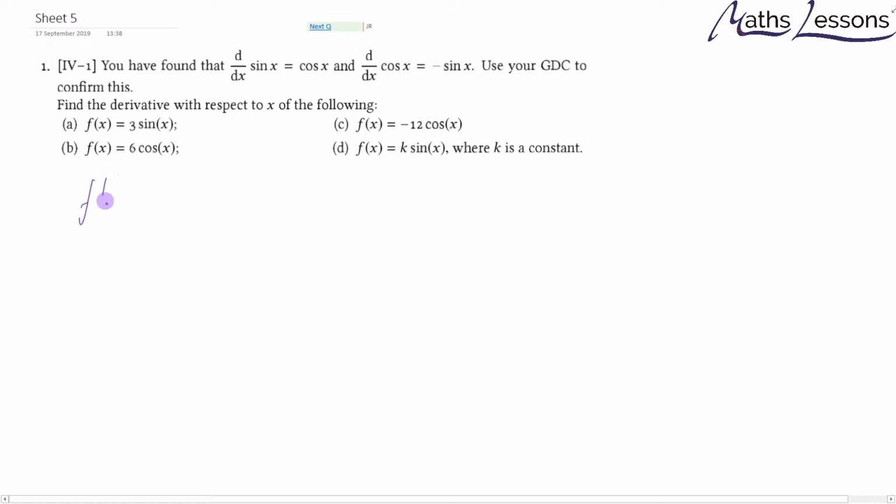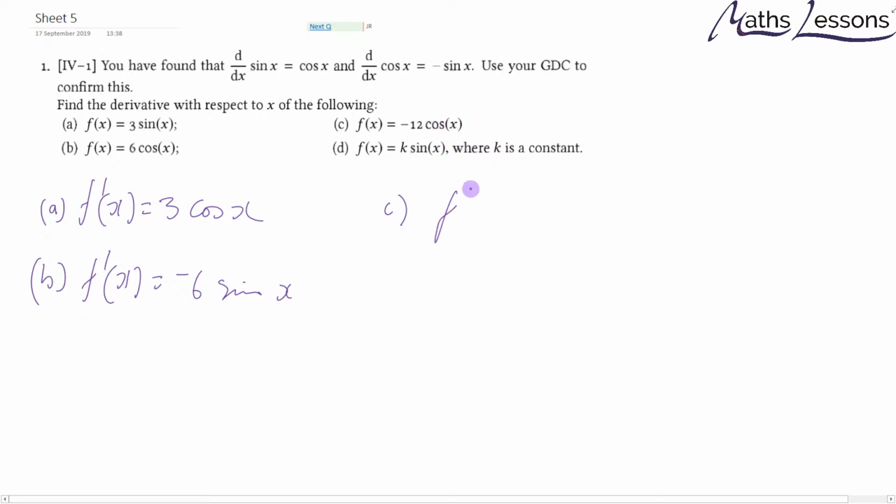So if we want to do A, f dashed of x is equal to, sine goes to cos, so this will go to 3 cos of x for A. For B, f dashed of x, cos goes to minus sine, so we get minus 6 sine of x. And for C, we've got minus 12 cos x, so cos goes to minus sine, so f dashed of x will go to 12 sine x. And part D, f dashed of x, sine goes to cos, and we've got k, so we're going to get k cos of x.